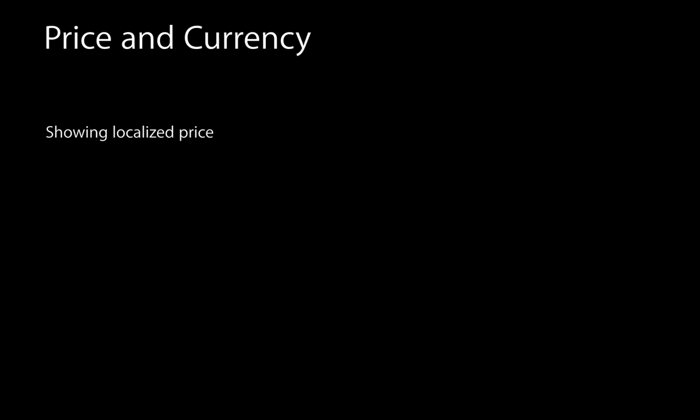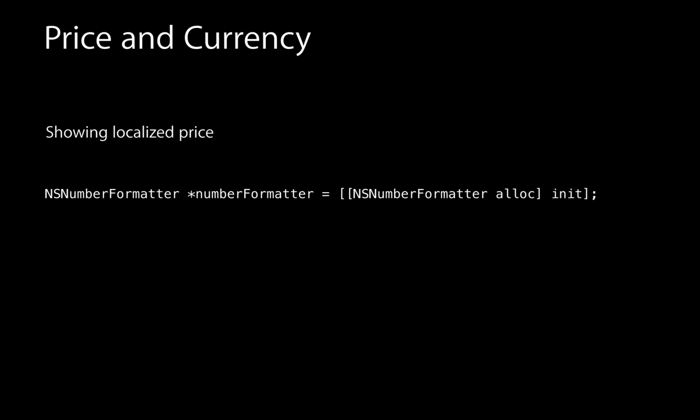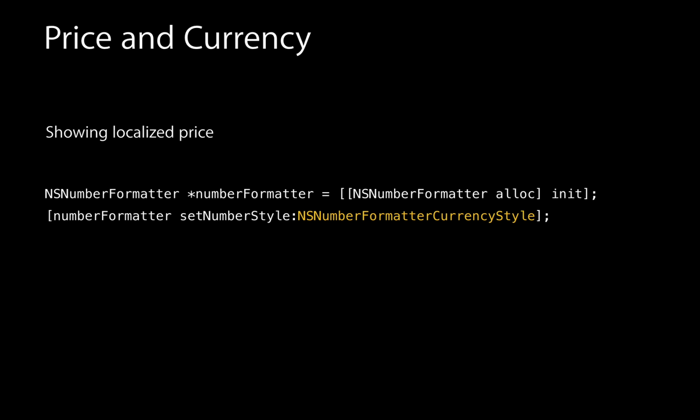Here's a neat trick for doing that. You can show the localized price using NSNumberFormatter. Here I've created my NSNumberFormatter, and I set the number style to be in currency, because that's what we want to display. But here's where the magic starts. I set the locale for that number formatter to the price locale that I got back from the SKProduct object.